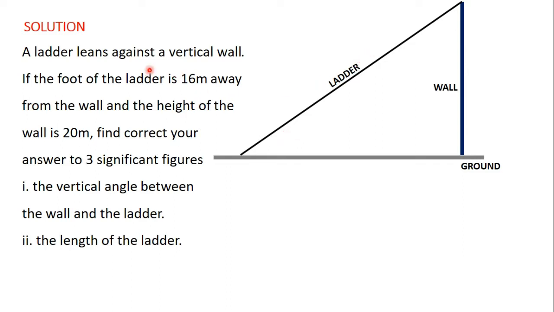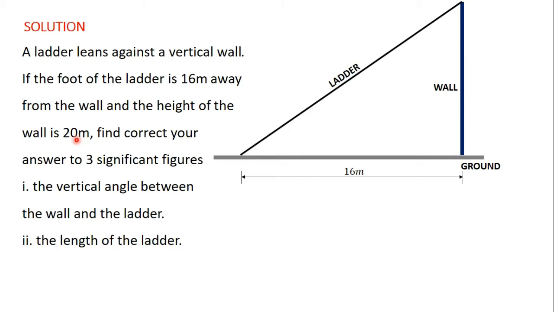If the foot of the ladder is 16 meters away from the wall, so if the ladder leans against the wall, this is the foot of the ladder. The foot of the ladder is the part of the ladder that is on the ground. So the part of the ladder that is on the ground is called the foot of the ladder. The question says that the foot of the ladder is 16 meters away from the wall. So from the foot of the ladder to the wall is 16 meters. So it means that from this point here to this point is 16 meters.